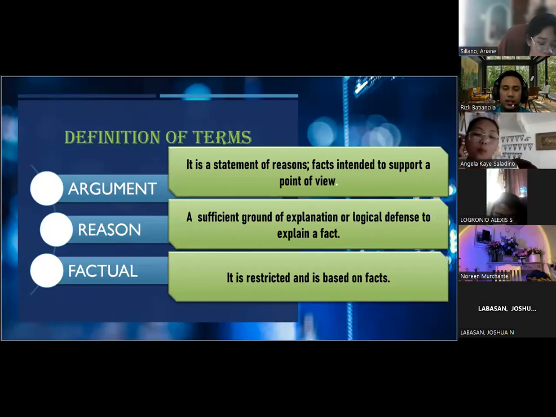Reasons naman are sufficient ground. This is an explanation or a logical defense to explain a fact. Okay, so yun yung inyong reasoning, kung baga na tinatawag. So that is an explanation. And then factual, from the word itself, hindi na kailangan natin i-explain. Factual, from the root word facts. So it is restricted and it is based on facts. Okay, so that is being factual. So yun yung isa sa importante when it comes to a position paper. So dapat po, yung mga information brought out or written must be factual.